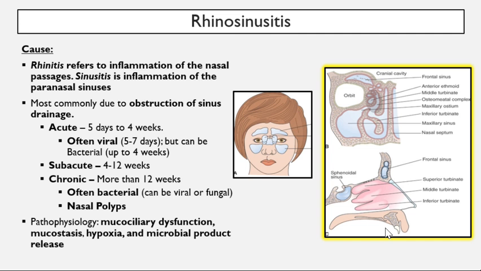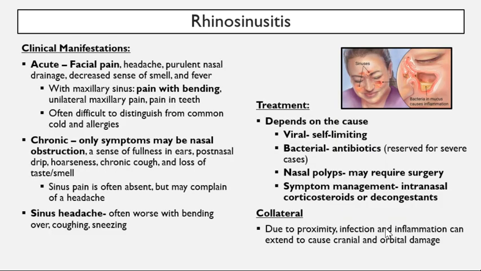Anyway, acute, because they're so small, they replicate very easily, and they kind of come and go very quickly, especially with colds. While chronic is more bacterial, which can persist a little bit longer, and they have developed these nasal polyps as well. And then there's a whole bunch of mucociliary dysfunction, mucostasis, hypoxia, and microbial product release. Right, you are infectious with these things, and so you can infect people by sneezing and stuff like that.